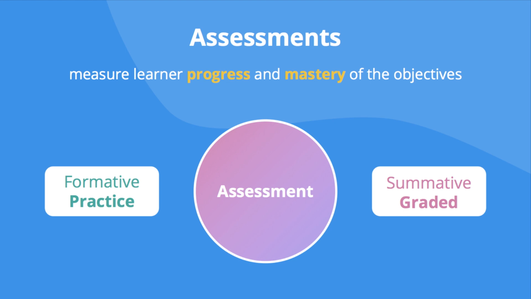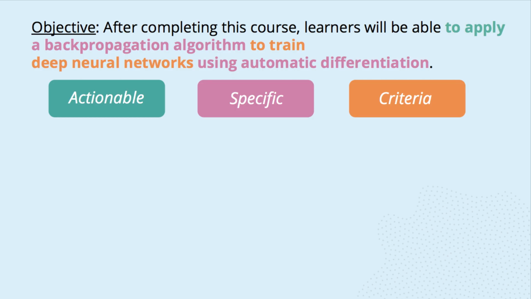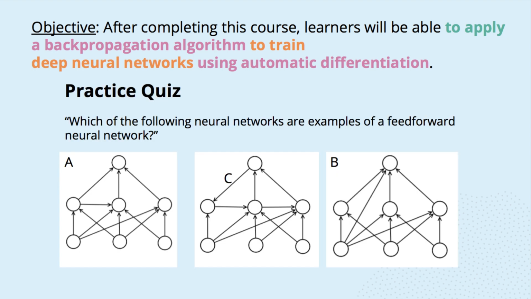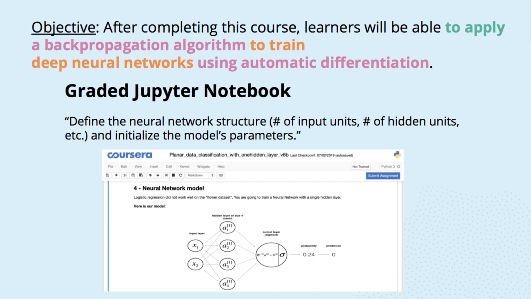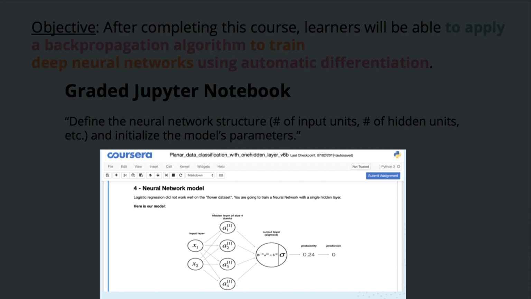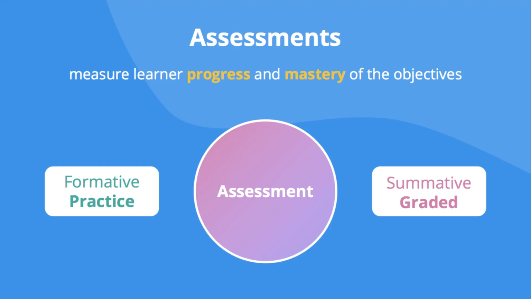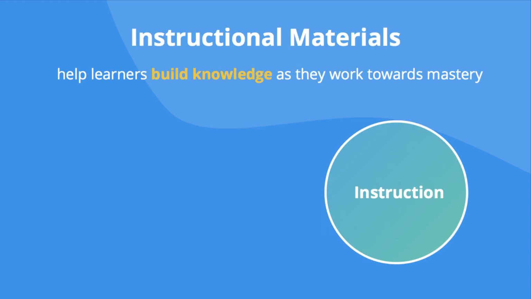To better understand this, let's take another look at our previous learning objective example. We can turn this into a formative quiz question so learners can practice with the initial concepts for this skill. For the graded assessment, we want to design a hands-on exercise where learners are evaluated by training a neural network, the criteria for success for this objective. A Jupyter Notebook is a useful tool to do this, so learners can get hands-on skills coding this type of algorithm. Once you have your formative and summative assessments designed in the content, now you're ready to design the instruction.